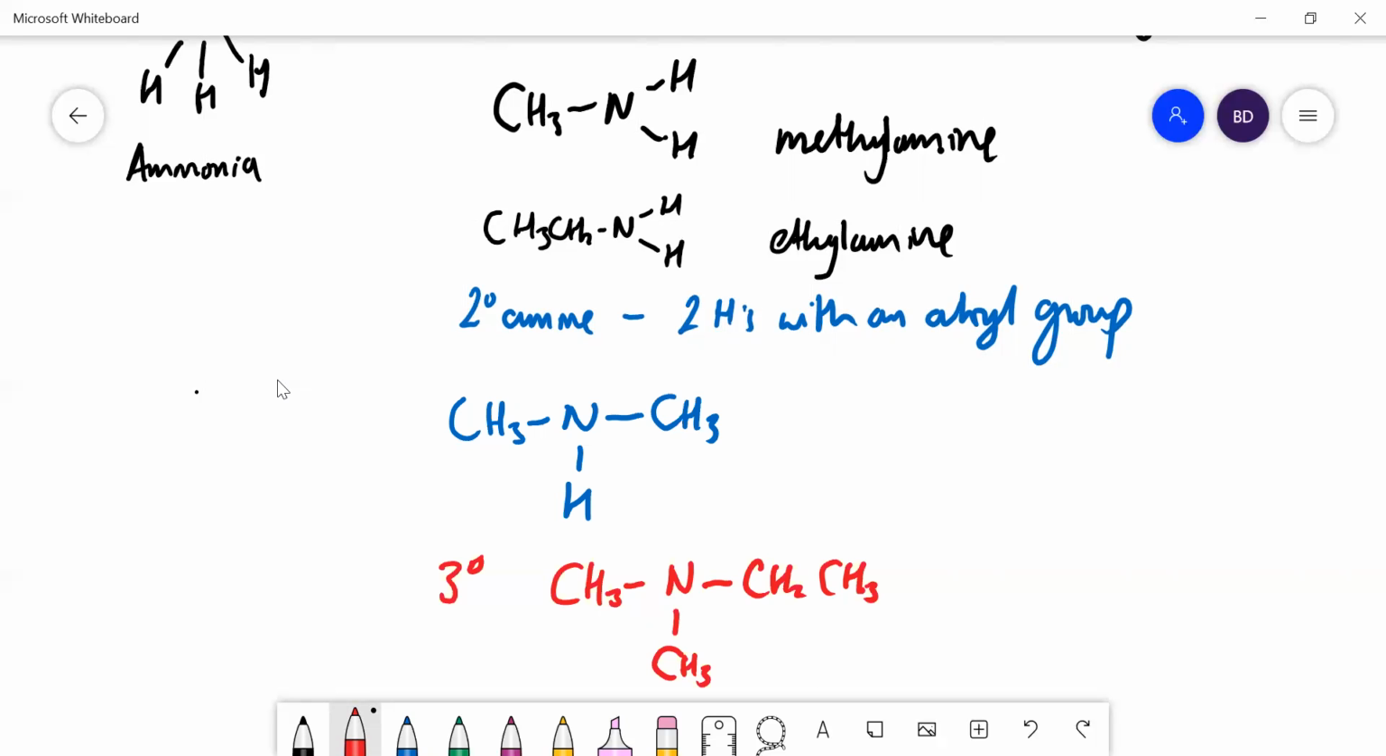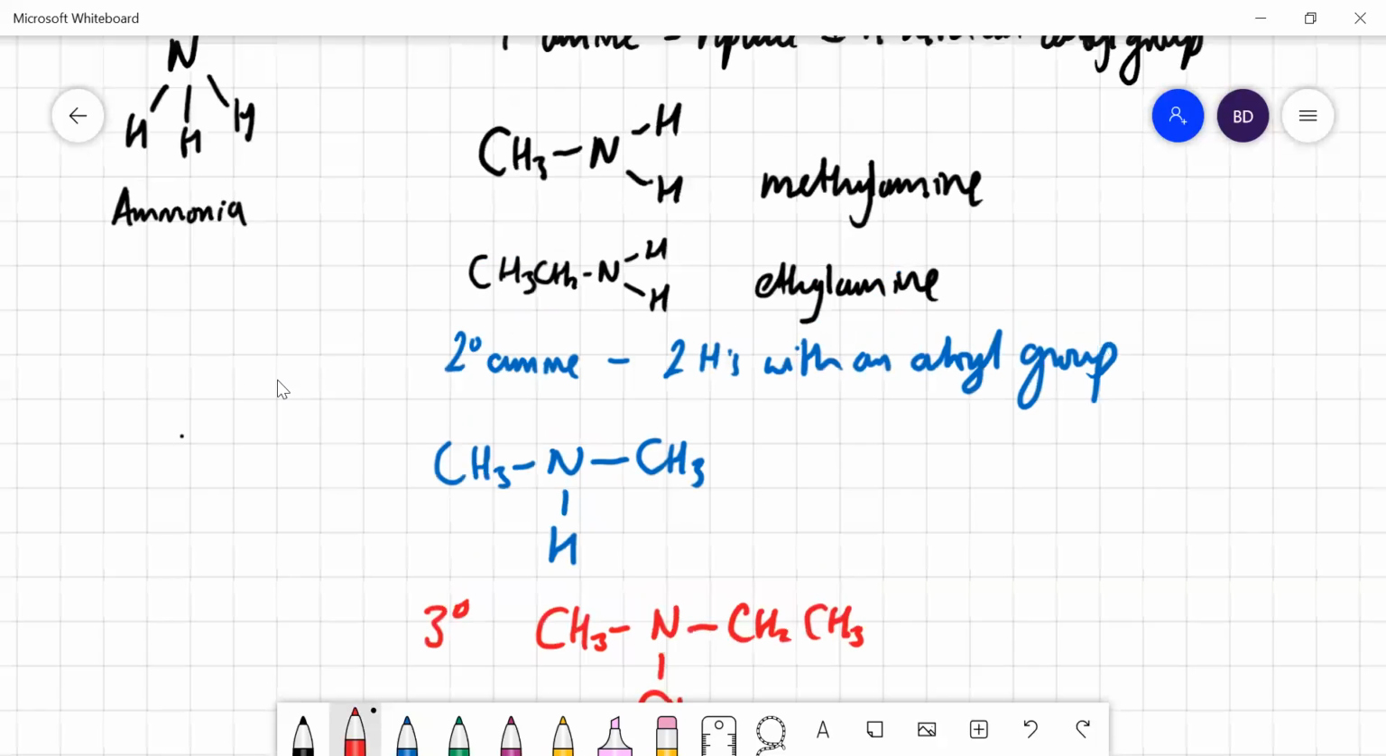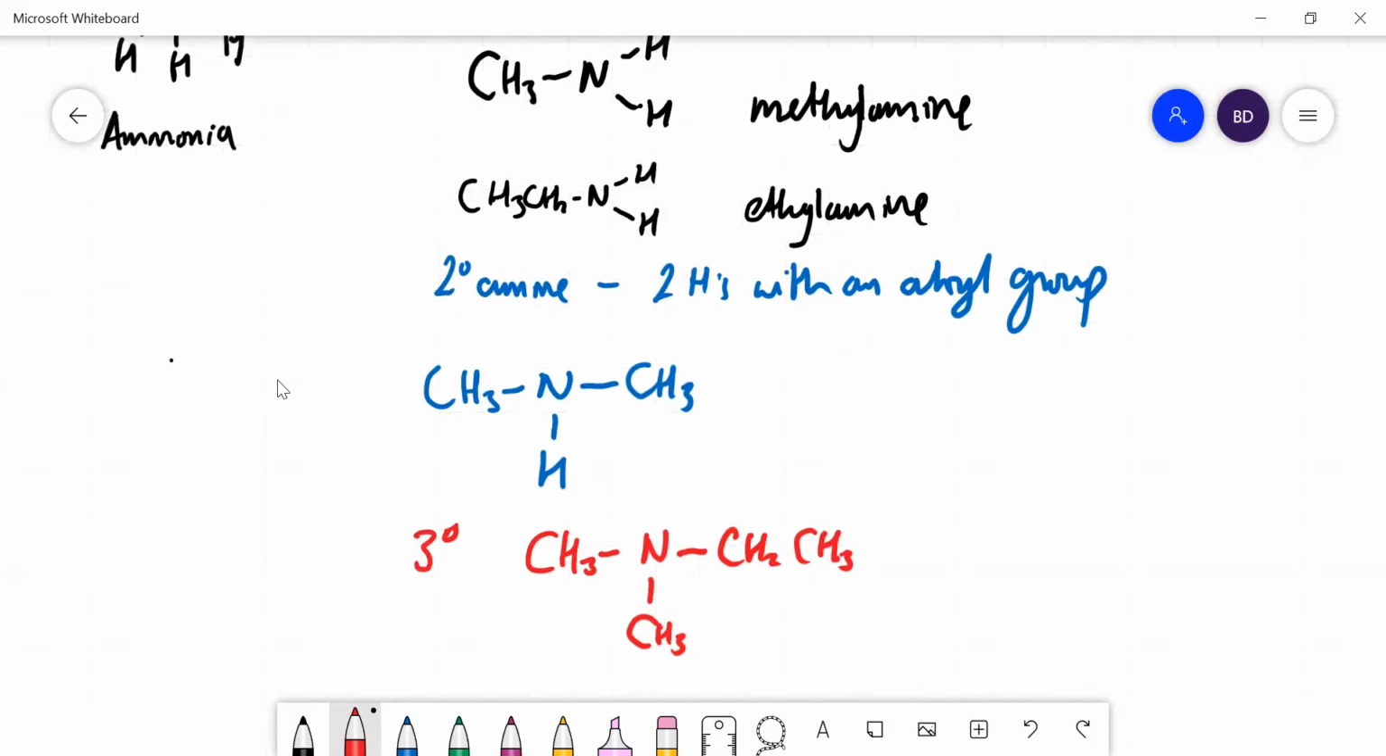If you notice, there's one difference between tertiary amines and the other two: they can't form hydrogen bonds, because there's no H on the nitrogen. This one's got a hydrogen attached to the electronegative nitrogen and a lone pair there. Obviously the primary amine's got two hydrogens attached to the electronegative nitrogen, so they can form hydrogen bonds, whereas in the tertiary amine there's no possibility of that occurring. So a tertiary amine's a little bit different.